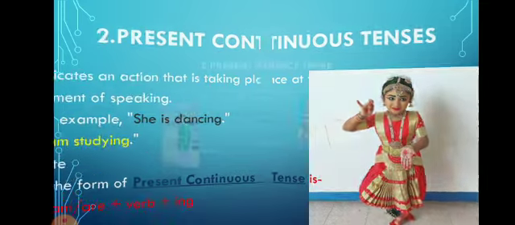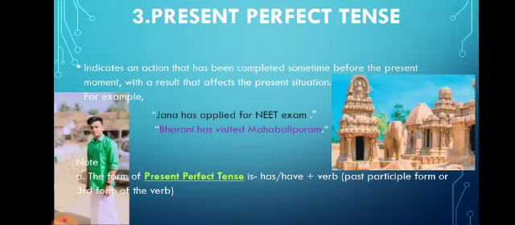The next one is present perfect tense. It indicates an action that has been completed sometime before the present moment, with the result that affects the present situation. You may have the result in the present, but the action would have taken place in the past, at one point of time in the past.